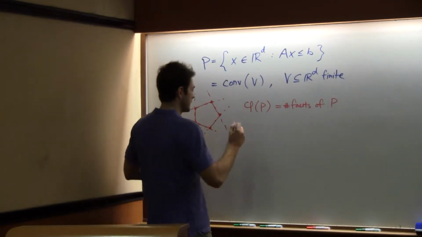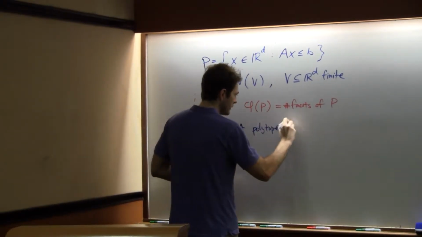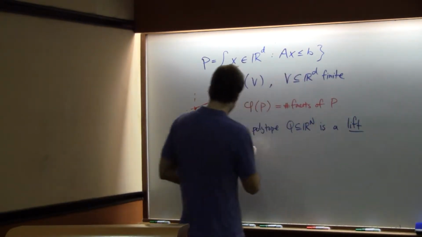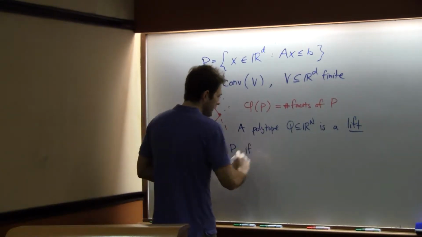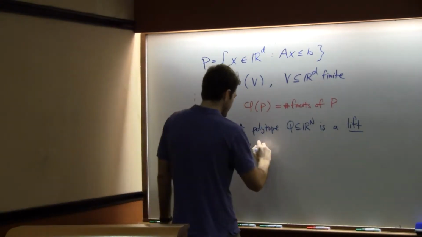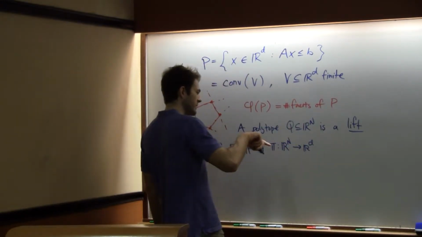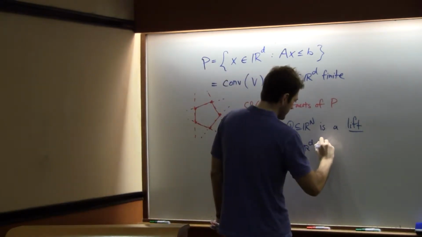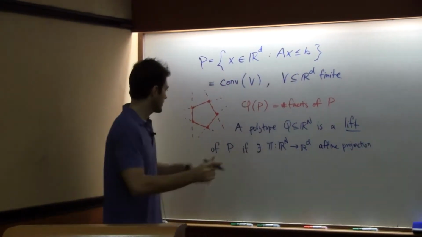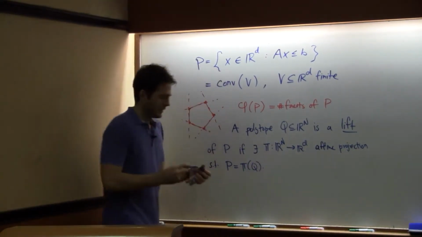So let's say that a polytope Q in some higher dimensional space is a lift of P. Basically, if P is the image of Q under a linear projection, if there exists a mapping from a large dimension to a small dimension, which is an affine projection, which just means a linear map composed with a translation, such that P is the image of Q under that map. That's the definition of a lift.